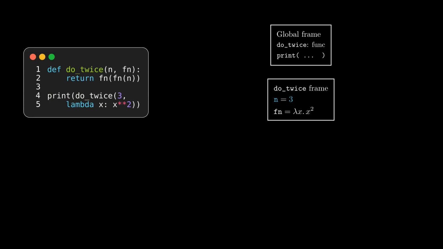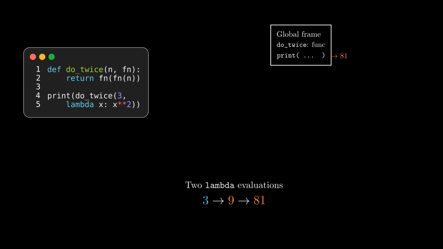Finally, do twice can return. The body fn of n has collapsed to 81, so do twice returns 81, and its own scope disappears. Control lands back in the global environment and the print displays 81. So the 2 lambda evaluations, one for each fn in fn of n, wrapped the inner inside the outer. That is exactly what do twice was built to do.